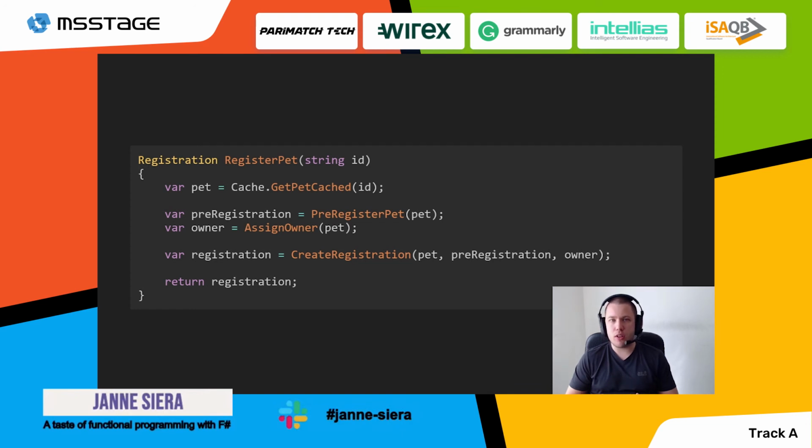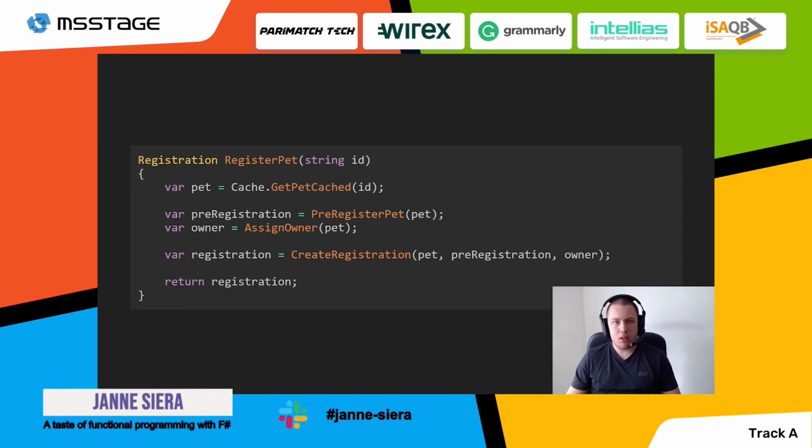If this is multi-threaded code, which it very likely will be in, let's say, a Web API, there's a glaring issue already in this C# mutable code. Since we're getting a pet from cache, it's still referenced in the cache, which means that when we're passing it to this pre-registration here, and then afterwards to this assign owner, another thread could have changed something in the pet reference. So we might be registering with a pet that afterwards we're trying to assign an owner to, but it will have changed in between, which can cause subtle bugs.